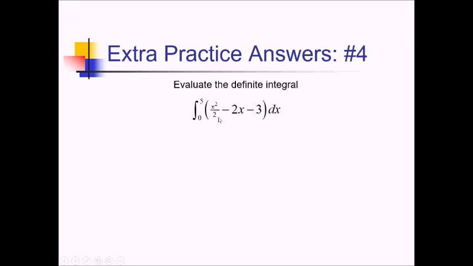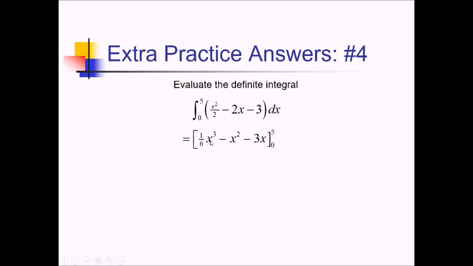To evaluate this integral, let's first take the antiderivative. So using our reverse power rule, because this is a polynomial, we have a coefficient of 1/2 here. The exponent's going to bump up to a 3. So we have 1/2 times 1/3, or 1/6 x to the third. Next, this bumps up to a 2 for the exponent. Dividing by that, this is just going to be minus 1x squared, and then we'll have a minus 3x. So we're evaluating all of this from 0 to 5.